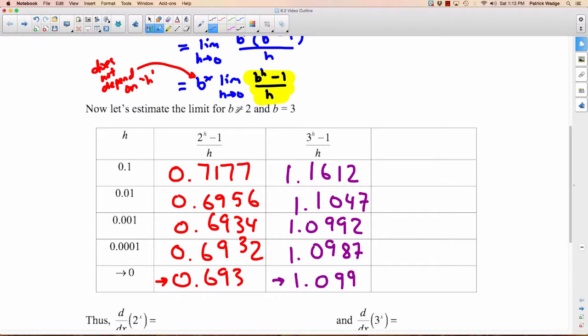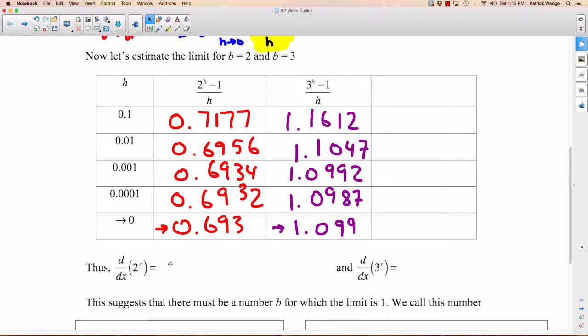Okay, why did I do this? Why did I take one with a base of 2 and one with a base of 3? Well, the key to this is, when we did it with a base of 2, it seems to approach 0.693, which is obviously lower than 1. When I used a base of 3, it seems to approach a number 1.099, which is above 1. So it might lead us to speculate that there must be a b value between 2 and 3, that if we put it in this statement right here, as it approaches 0, the limit would approach 1. And that could be very, very useful.